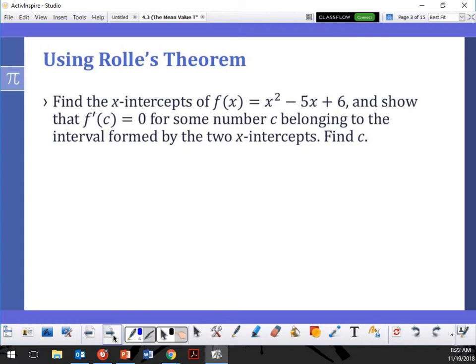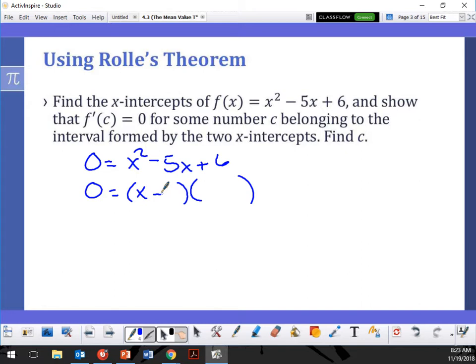Okay, so now, let's see. Find the x-intercepts. What does x-intercept mean? It's when y is equal to 0. So I'm going to go with 0 equals x squared minus 5x plus 6. Can we factor that? Real easy, right? x minus 2, x minus 3. So my x-intercepts are x equals positive 2 and positive 3. So there are my x-intercepts.